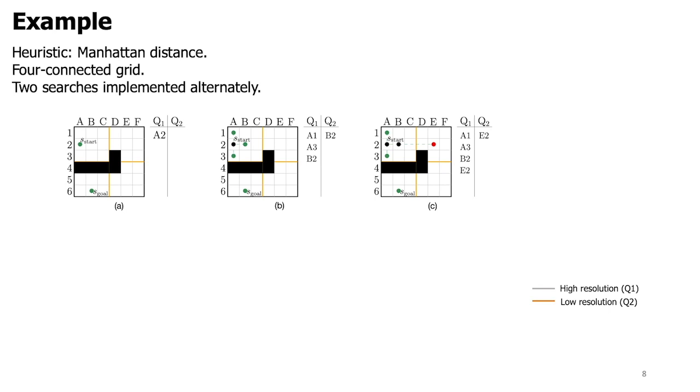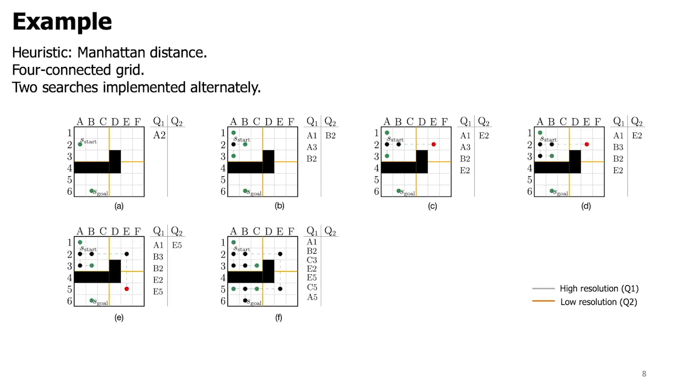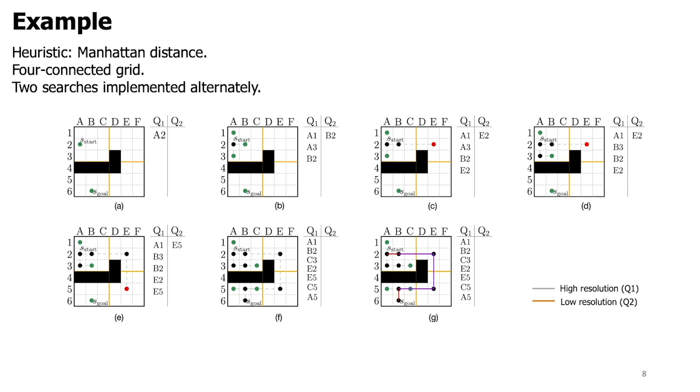As the search continues like this and reaches the goal state, in figure G, a solution is found and composed of segments from different spaces, as you can see in red and purple. This benefits from sharing the states.